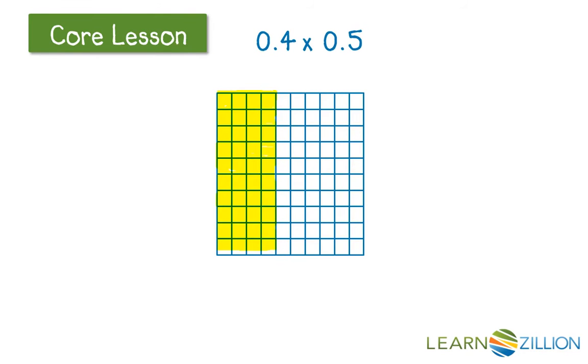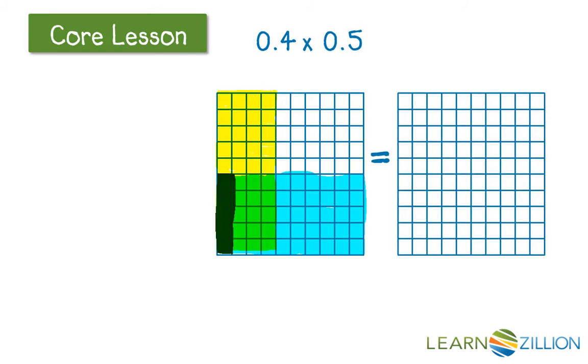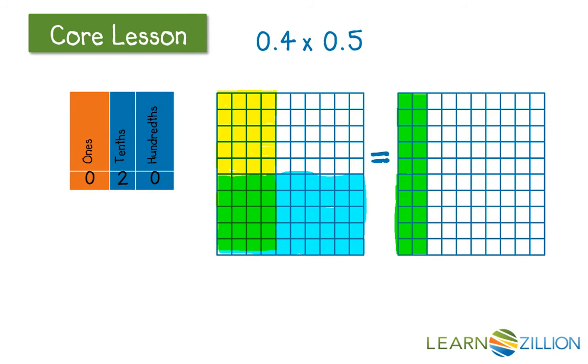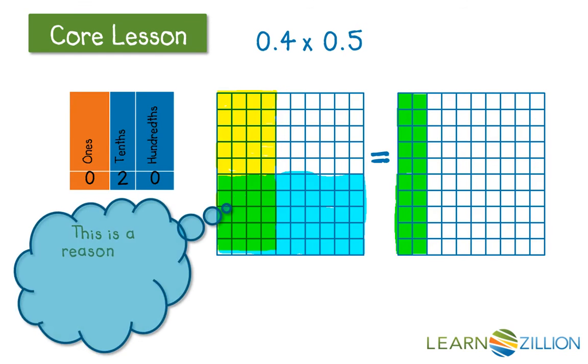I'm going to start by drawing 4/10, 4 1/10 pieces vertically, and then horizontally I'm going to draw 5/10, which is half of my grid. You can see the space where they overlap shows me where there is 4/10 of 5/10. Let's combine each of these pieces so we can see what they actually make. So 4/10 of 5/10 is 2/10, or 20 hundredths. This is a reasonable answer since it matches my smart estimate of 20 hundredths.